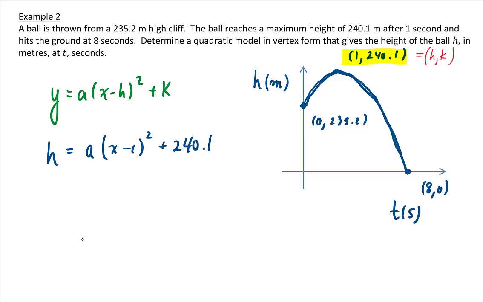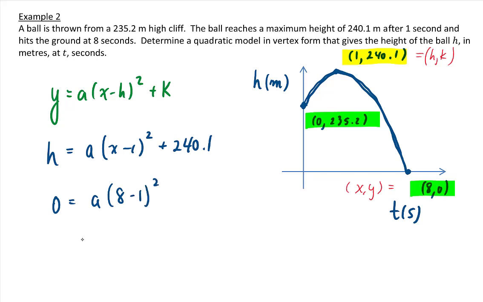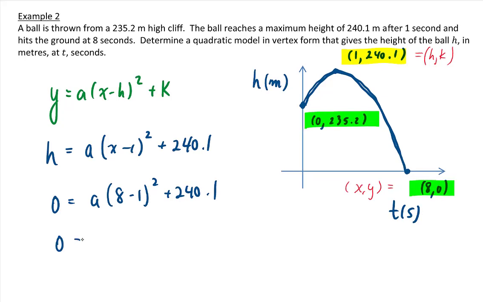Next step is to sub in any other point, so I can choose this point or this point, and they are our x and y values, so I'm going to choose (8, 0), and that's going to give me 0 equals a(8 minus 1) squared plus 240.1. Next step is to isolate, so we get 0 equals 8 minus 1 is 7, 7 squared is 49, so we get 49a, plus 240.1.